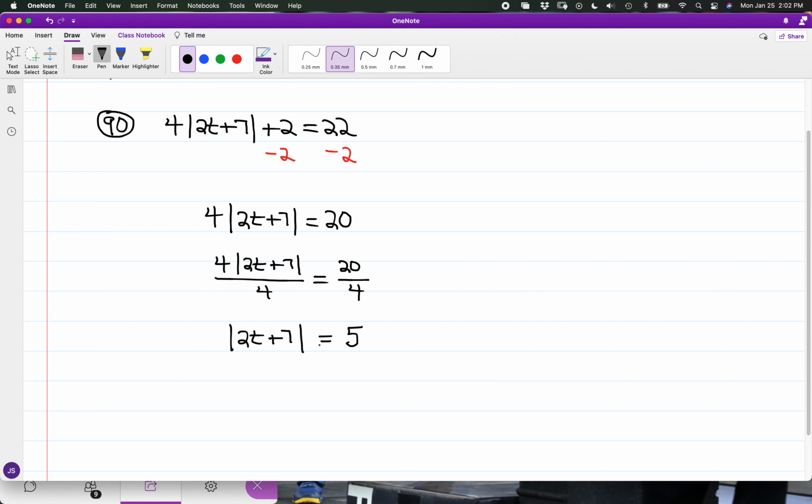and we do have k at 5. Now, upon removing the bars, I'm going to set 2t plus 7 equal to the numbers that have an absolute value of 5. That is, those numbers that will be 5 units away from 0. So one value is going to be 5 and the other negative 5. And so in solving for t, I will set up 2 simultaneous equations with 2t plus 7 equal to negative 5, and also 2t plus 7 equal to 5.